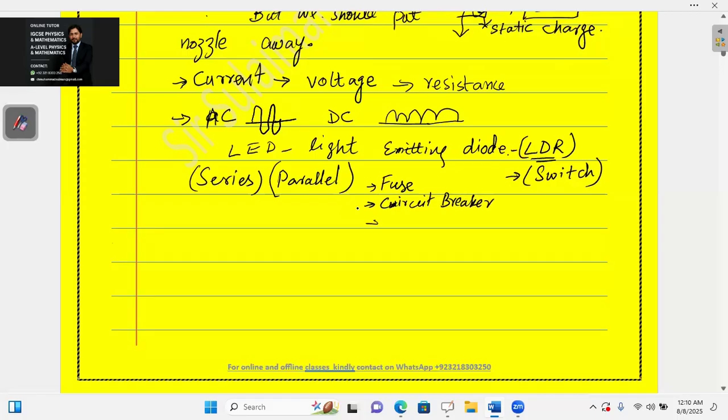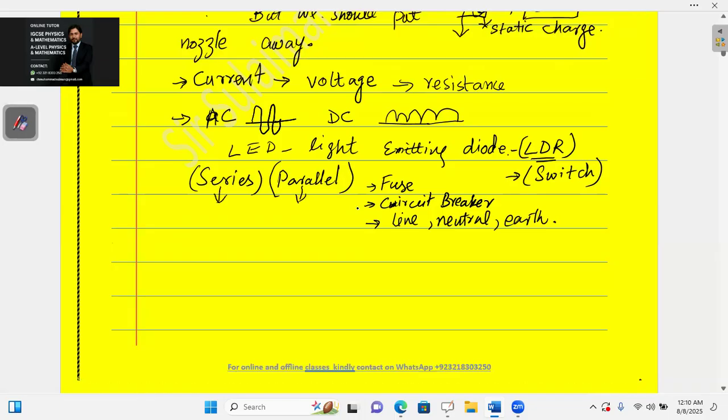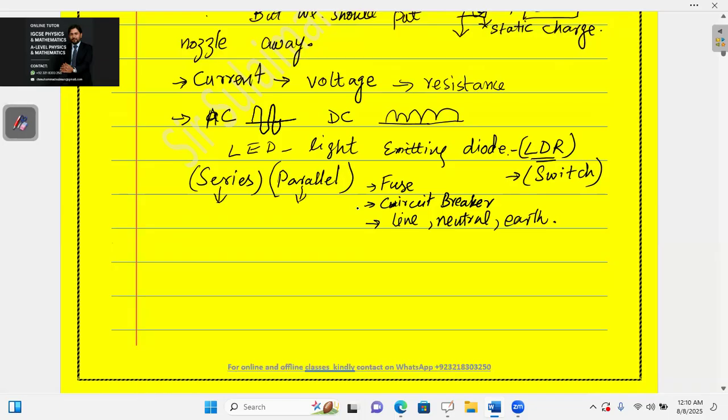We also studied the live wire, neutral wire, and earth wire. We studied the parallel combination in all our house wiring, with voltage staying the same and current dividing. For series, voltage divides and current stays the same. We also studied electrical safety and energy in circuits.